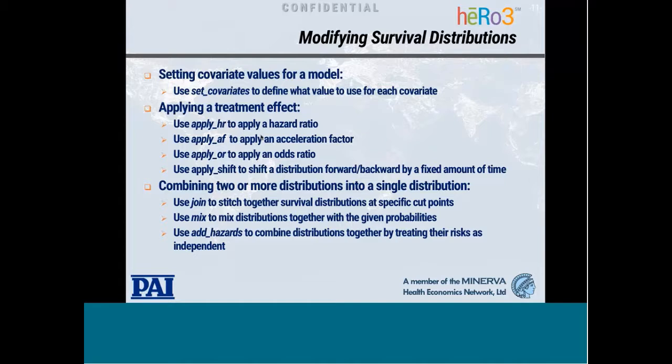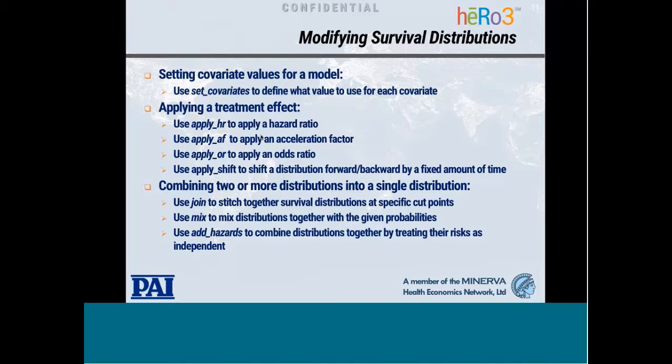And then finally, we have a set of functions for combining two or more distributions into a single distribution. For example, the join function allows you to take two or more survival distributions, and knot them together at specific points in time. And so, for example, if you've got a Kaplan-Meier distribution that goes out to 20 months, and you want to combine that with a parametric model to project beyond that time, you can join those two distributions together at 20 months.